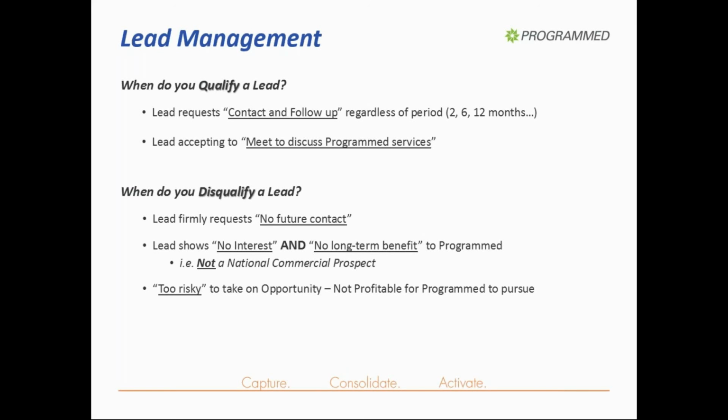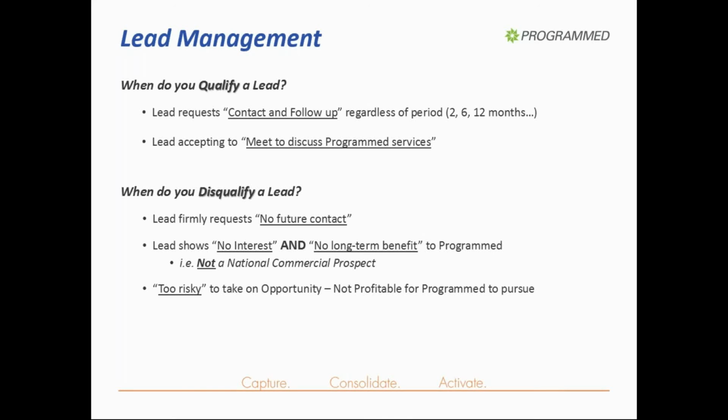Now, the instance where we qualify a lead. The scenario that I'll use here is if you're at that conference event and you contact and follow up that lead a week later, and they say, look, actually, I'm not that interested right now, but please do contact me in about 6 to 12 months' time. That effectively is a potential opportunity for future business, so they do require a contact and follow-up. So we effectively want to qualify that as a prospective customer in the system.